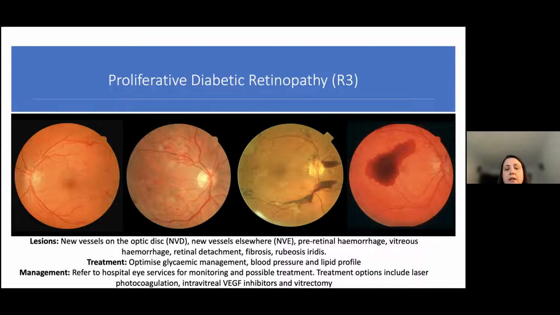You can use anti-VEGF therapy in this state as well as the maculopathy, and they've had great success, and it actually helps to regress the new vessels as well, so that again you need less laser therapy.